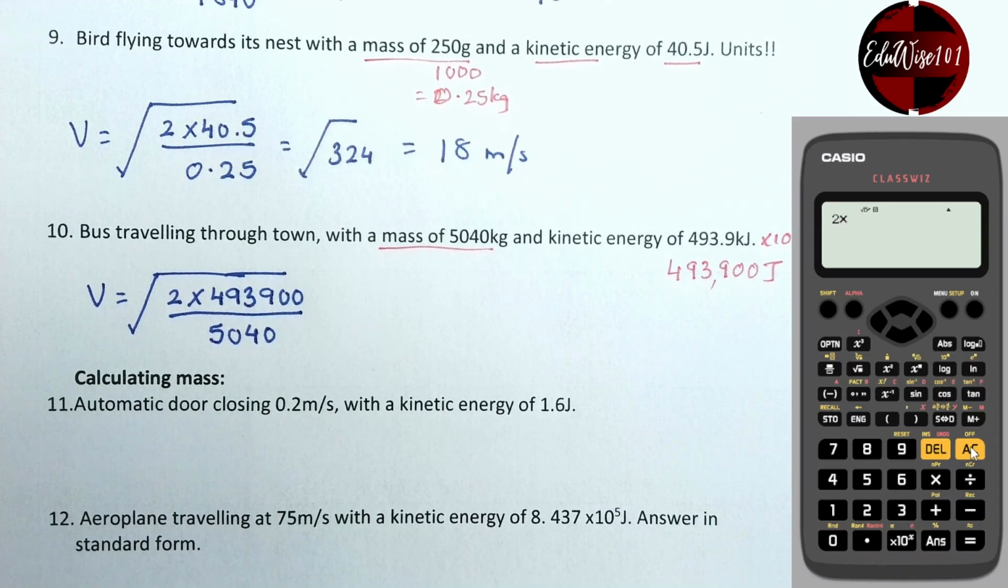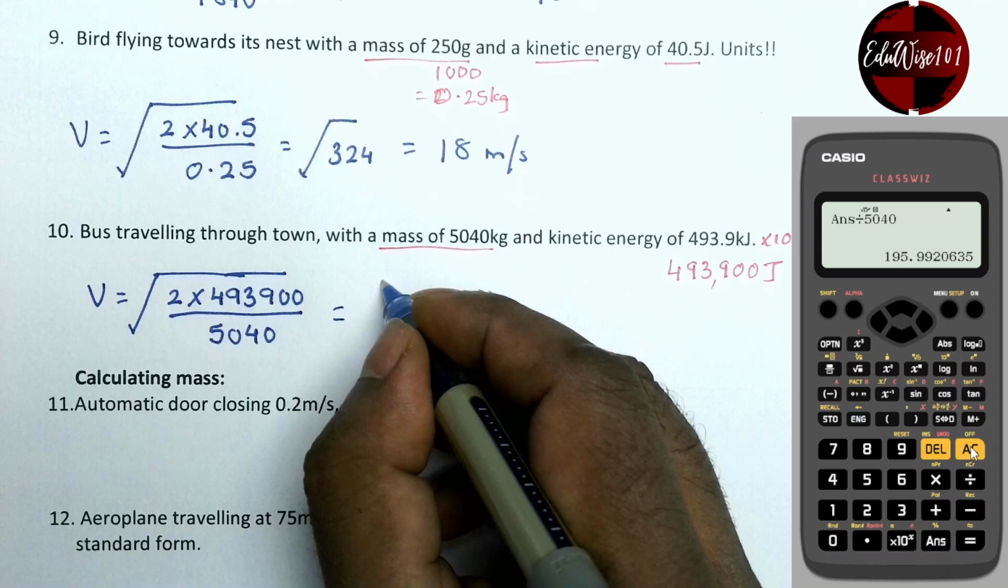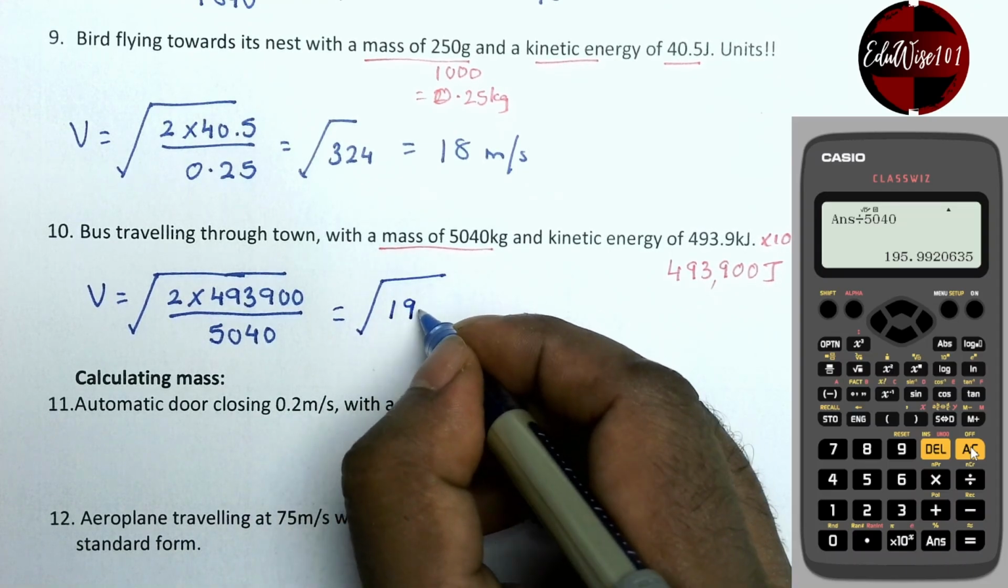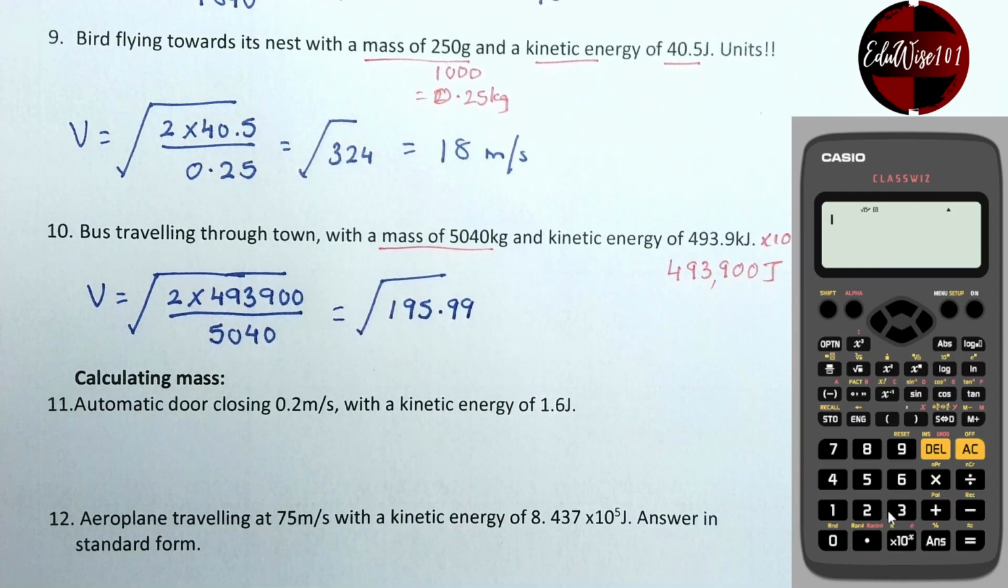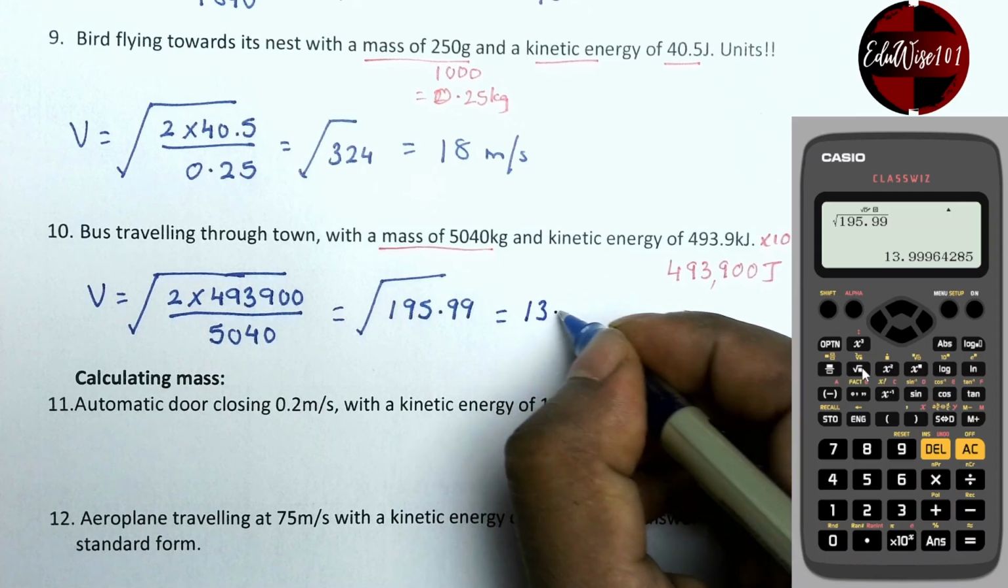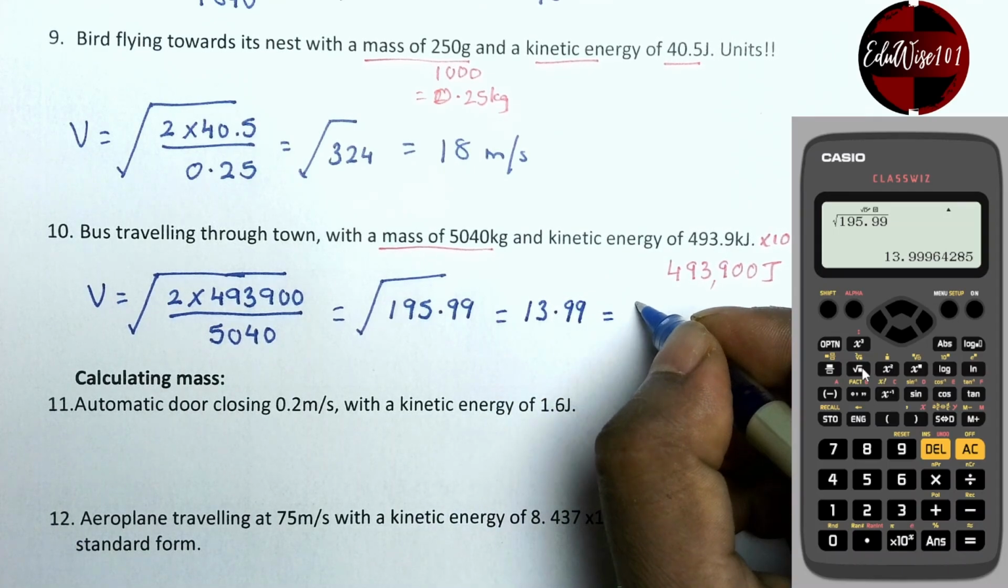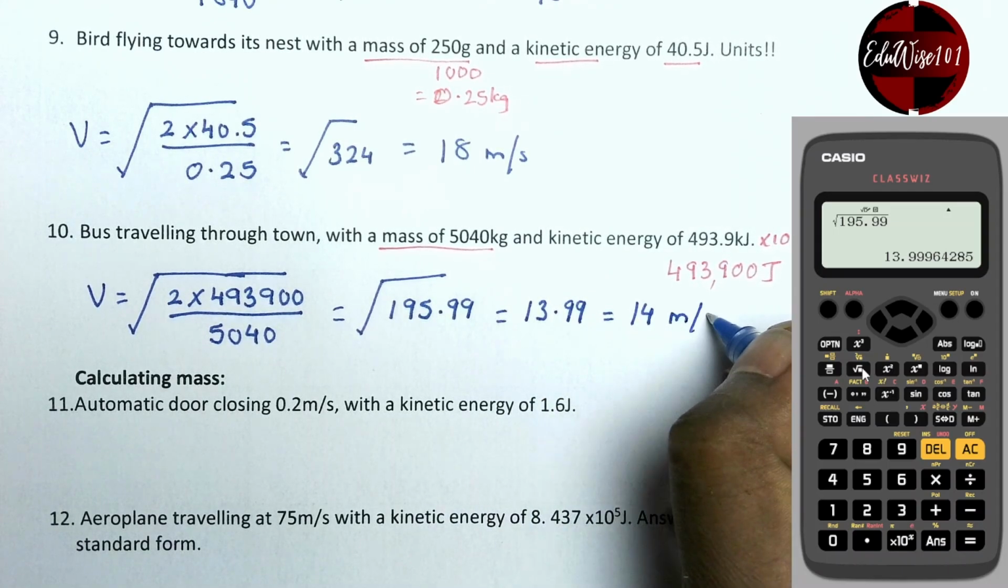2 multiplied by 493,900. Answer, and divide the answer by 5040. That gives me 195.99. Find the square root of 195.99. That gives me 13.99. Round it off to 14 meters per second.